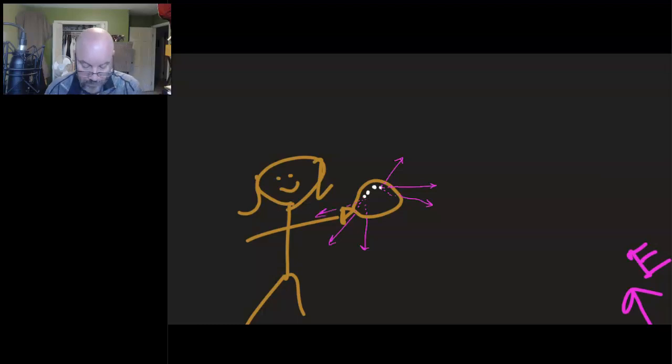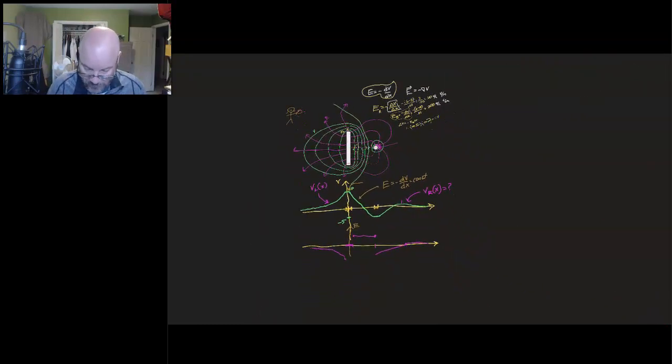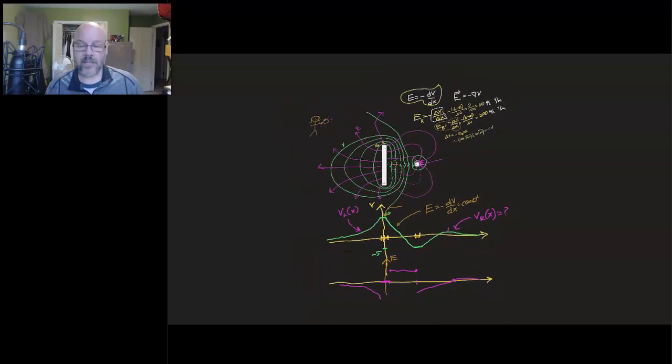So I'm not guaranteed that the electric field will be perpendicular to the surface. And that also means that if I measure the voltage around on the balloon, it's not uniform either.